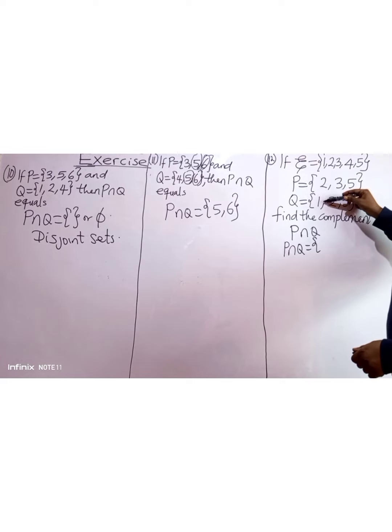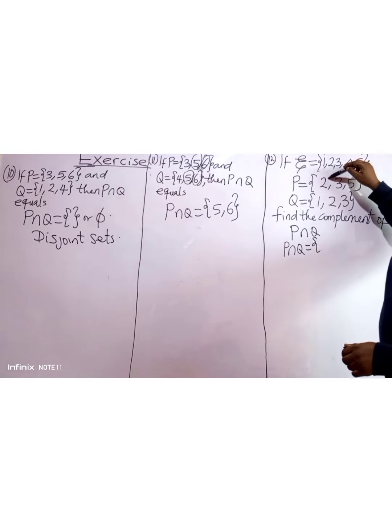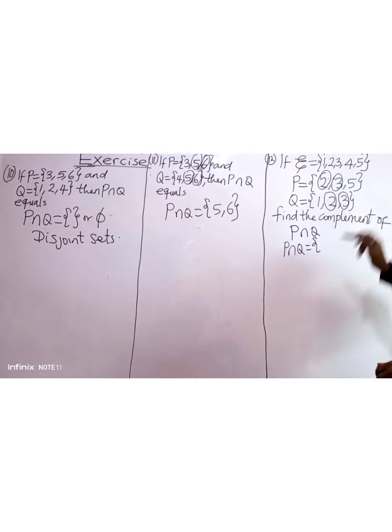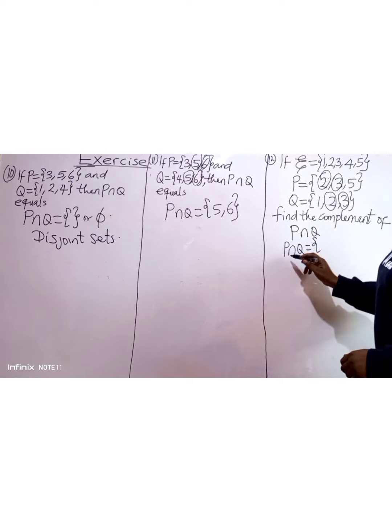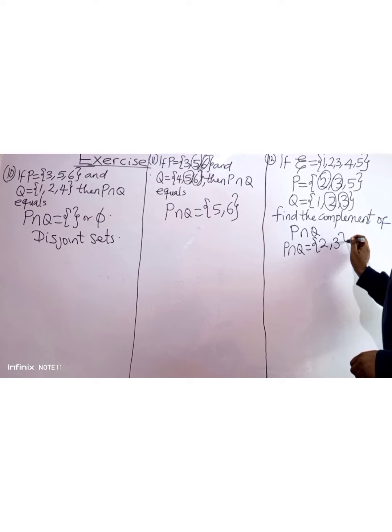Let's say 1 is in Q, 1 is not in P, so we're not going to take that. 2 is in P, 2 is also in Q, so we are going to take 2. 3 is in P, 3 is also in Q, we are going to take that as well. 5 is in P, 5 is not in Q. So P intersects Q is equal to {2, 3}.